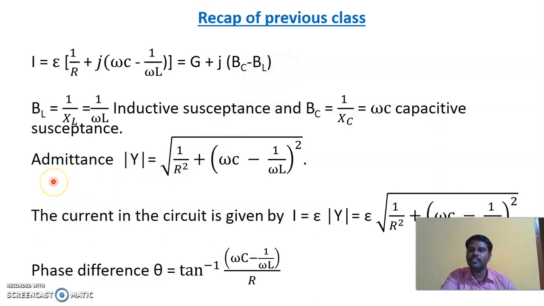The admittance, which is the reciprocal of impedance, modulus Y is equal to square root of (1 over R) square plus (omega C minus 1 over omega L) whole square. The phase difference between voltage and current is given by theta is equal to tan inverse of (omega C minus 1 over omega L) into R.